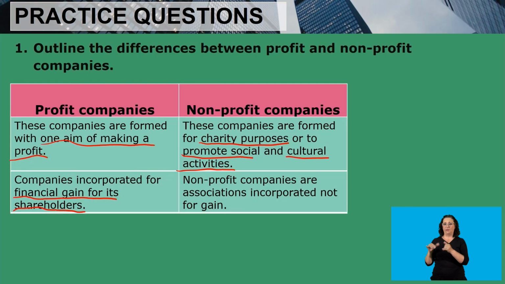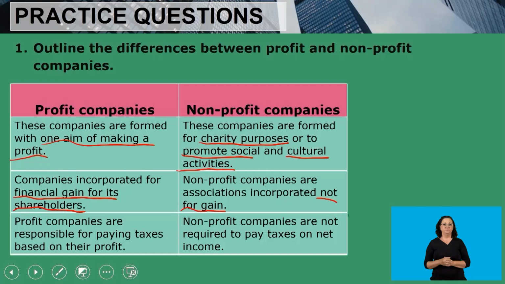Now, with non-profit companies, these companies are associations not incorporated for gain. So obviously, with non-profit companies, there are no shareholders involved, and they are not incorporated for making any profit because there's no money or return that is going to go to any person, because it does not have shareholders.